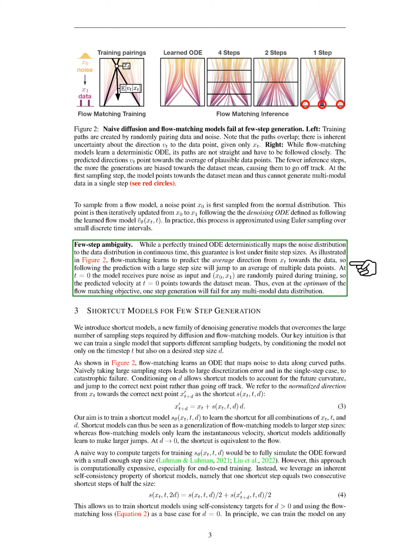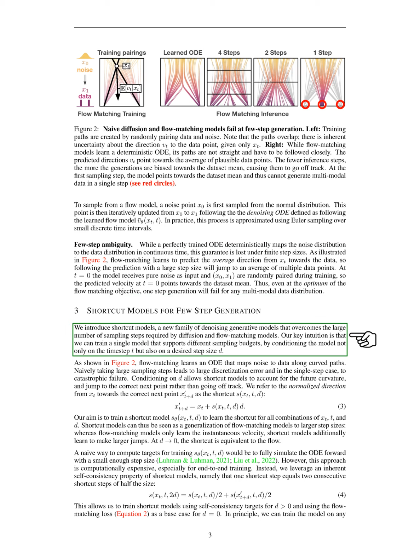Section: Shortcut models for few-step generation. In this section, we introduce shortcut models, a new type of denoising generative model that reduces the number of sampling steps needed compared to diffusion and flow matching models. Our main idea is to train a single model that can handle various sampling budgets by conditioning it on both the current time step and the desired step size.